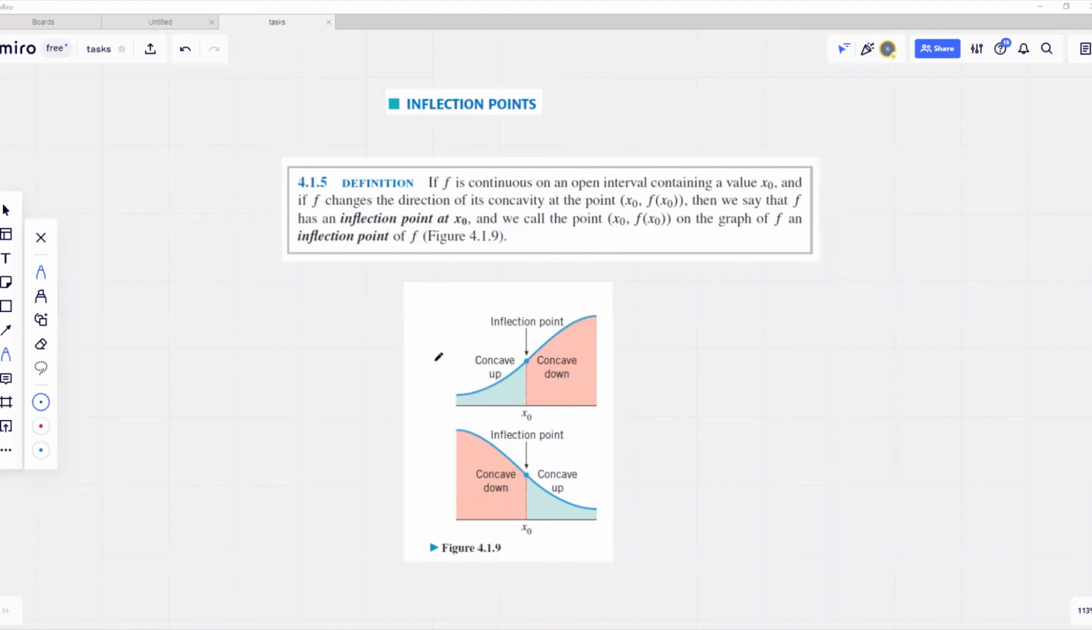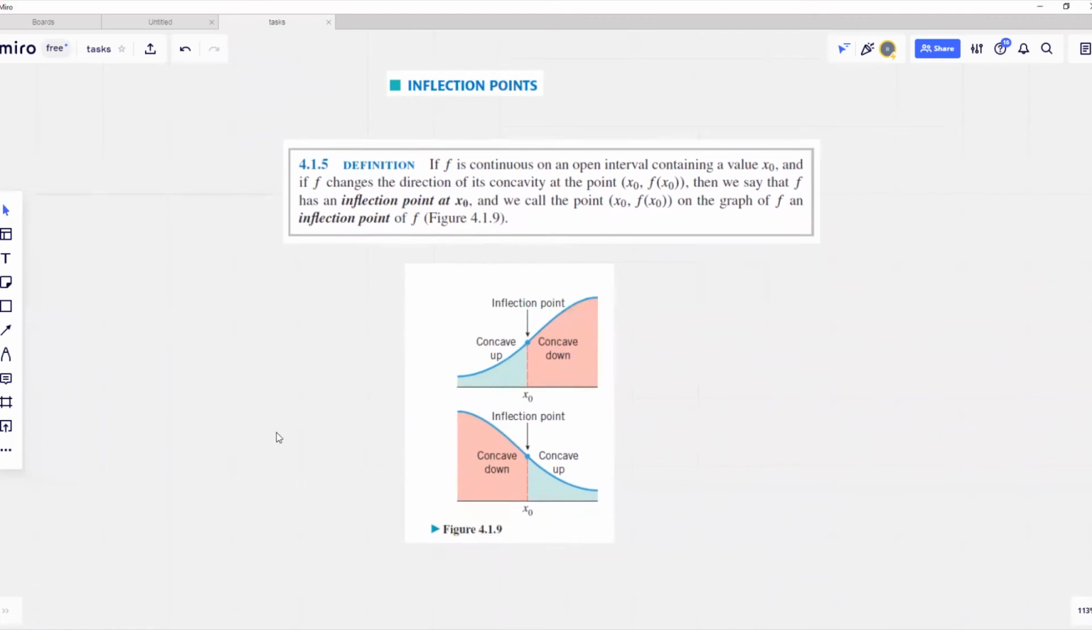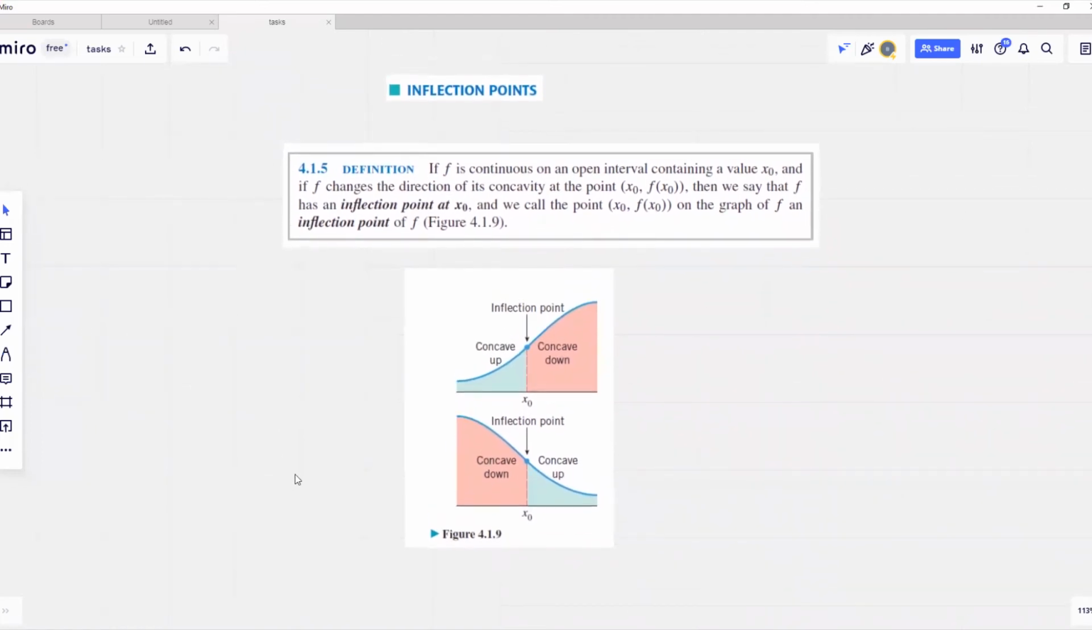Inflection points. The points where our graph changes its concavity are known as inflection points. In this graph, we can see a couple of examples. At x0, our graph changes its concavity from concave up to concave down. In this example, our graph changes its concavity at x0 from concave down to concave up. So x0 here are our inflection points. Now, this is the last definition in this section.